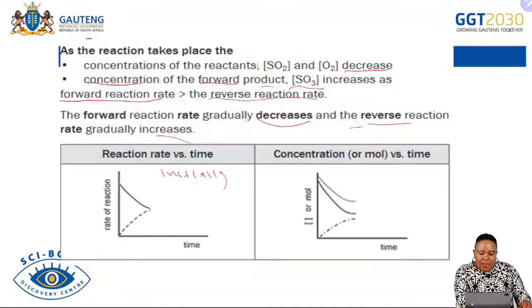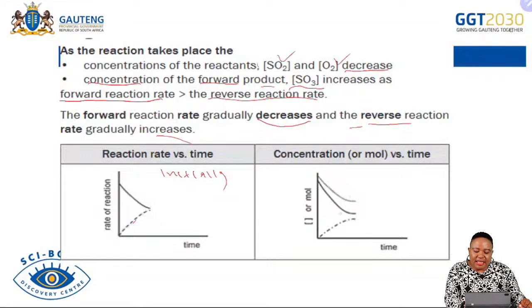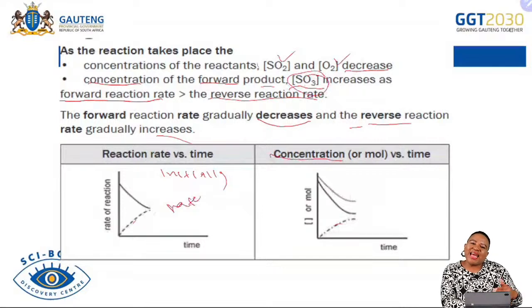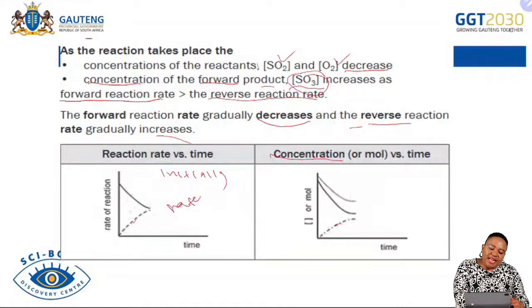So we expect that the rate of the forward reaction decreases, and the rate of the reverse reaction increases, because remember we're using the dotted line for the reverse and the solid line for the forward reaction. Also, in terms of the concentration, you can see that the concentration of my two reactants, which is sulfur dioxide and oxygen, is decreasing, and the concentration of sulfur trioxide is increasing. This one is the rate graph, as you can see, and this one is the concentration graph. Remember, the concentration is not the same, but the concentration remains constant. And then here it just indicates the rate of the forward and the reverse reaction.